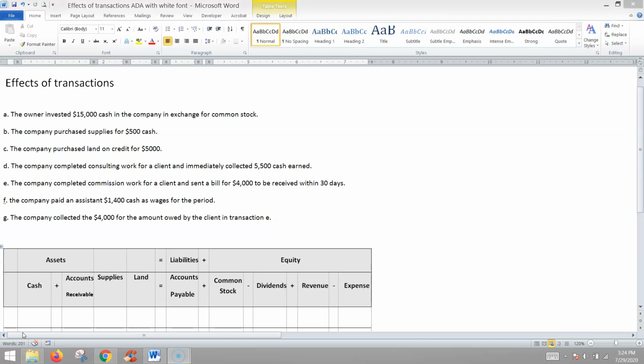So when you're looking at a business transaction, the first thing you need to do is determine at least two accounts that are affected, what type of account they are, and if they're going up or down. So for A, we have cash and common stock that are affected.